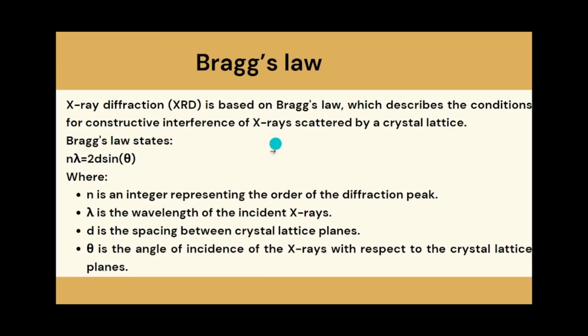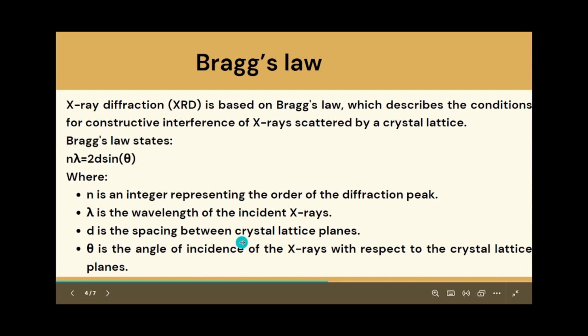Now we are going to explain XRD based on Bragg's law. XRD is based on Bragg's law, which describes the condition for constructive interference of X-rays scattered by the crystal lattice. Bragg's law states that n lambda is equal to 2d sine theta, where n is an integer representing the order of the diffraction peak, and lambda is the wavelength of the incident X-ray. d is the spacing between the crystal lattice planes, and theta is the angle of incidence of the X-ray with respect to the crystal lattice plane.